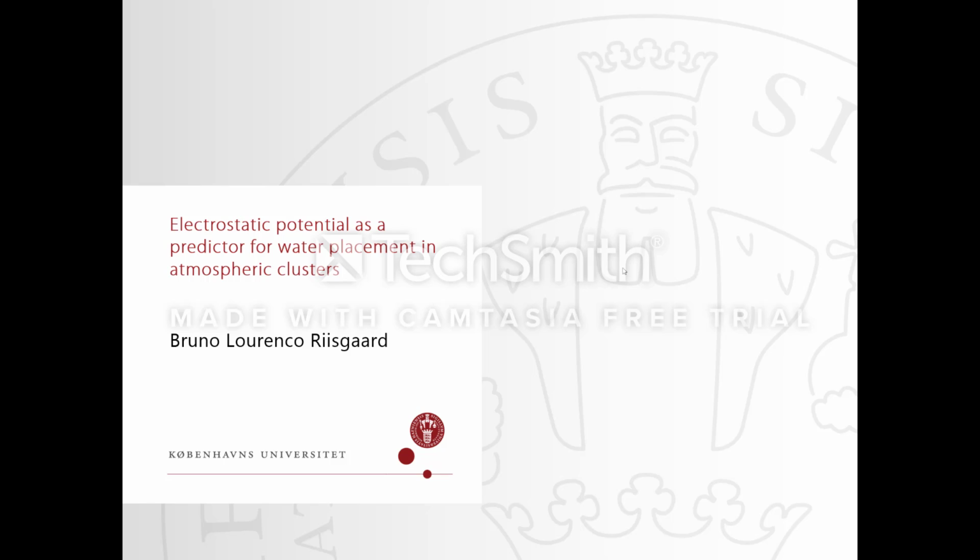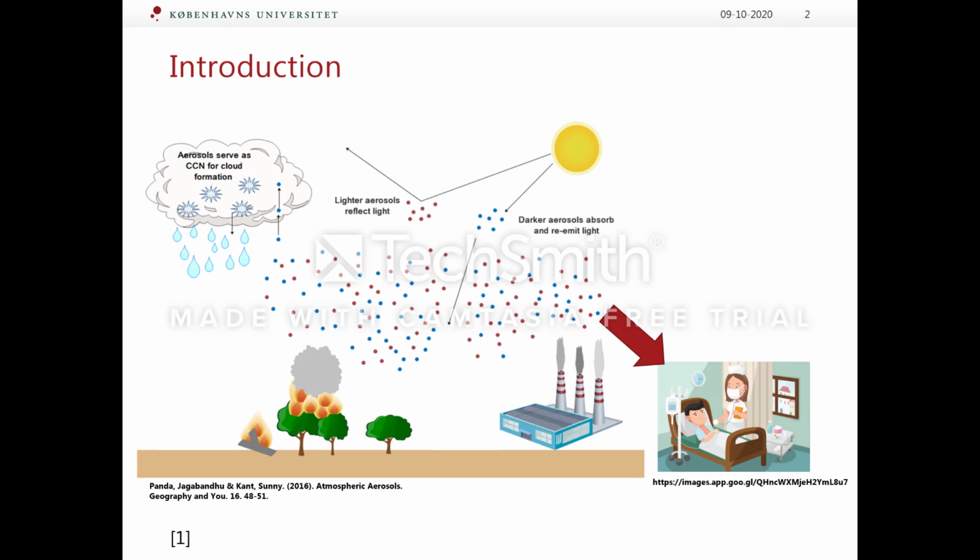Hello everyone, and today I would like to talk about electrostatic potential as a predictor for water placement in atmospheric clusters. Small nanoparticles are universally present in the atmosphere where they influence the global climate, general air quality, and through that our human health. The continued consumption of the resources of the Earth has brought climate changes across the globe, and with that there is an increased need for understanding the mechanisms of atmospheric processes.